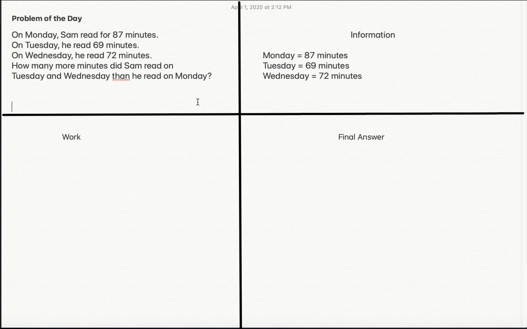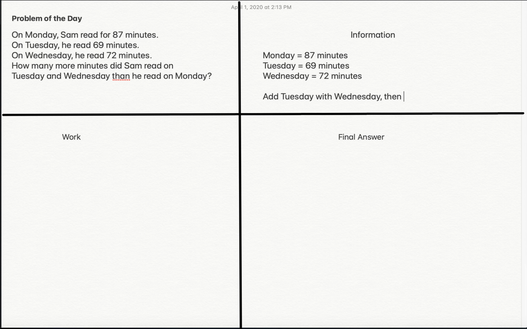What my question's asking me is, do I just figure out how much he read Tuesday and Wednesday? Because I do need to know that. It says Tuesday and Wednesday, so that means I'm going to combine those two, right? So I want to add Tuesday with Wednesday. Then, what do I want to do?